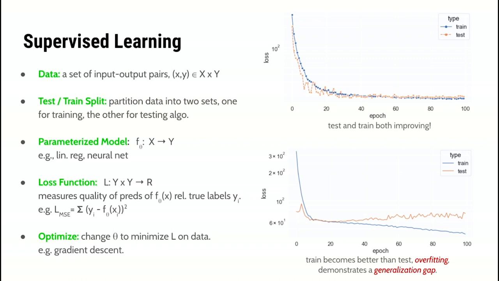Something else that can happen is that sometimes you're in a situation where training becomes better than the test. So as you train on the training data, the loss gets significantly lower, in this case, than on the test data. This is a phenomenon known as overfitting. And this gap between the performance on the data that it's trained on and the data that it's tested on is sometimes called the generalization gap.